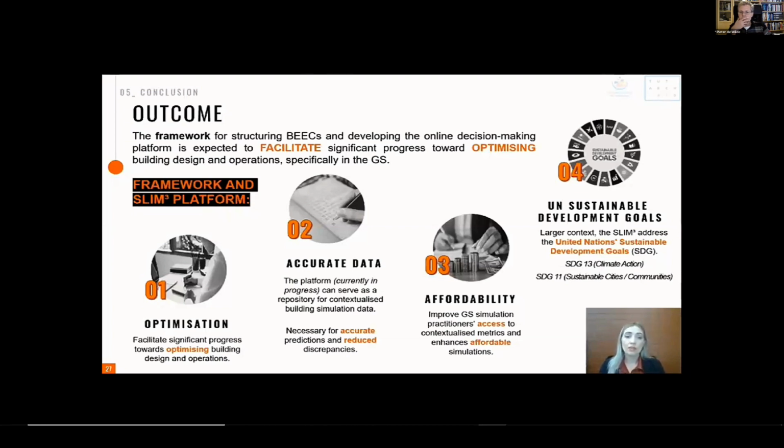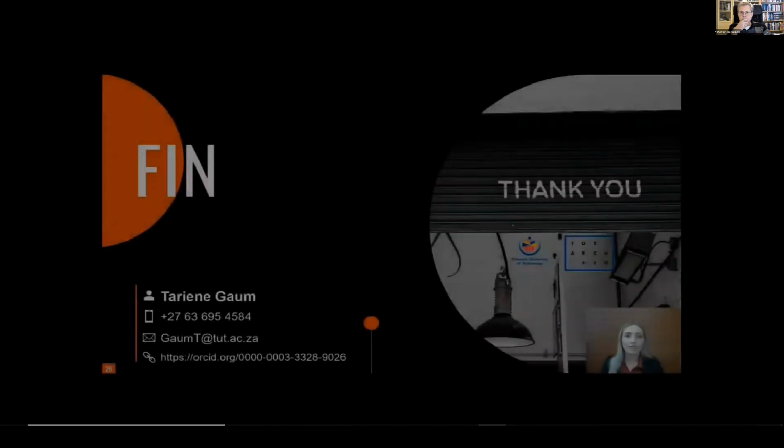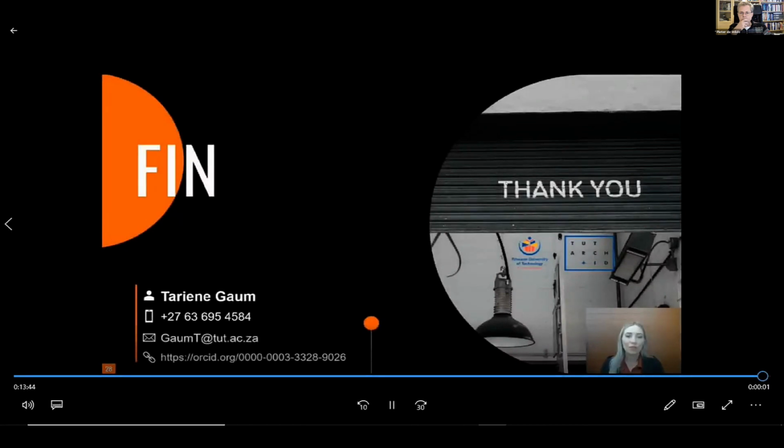And then lastly, when we look at the larger context, this paper and ultimately the SLIM model also addresses the United Nations Sustainable Development Goals. So where do we go from here? I say Global South countries should urgently address the lack of building energy codes and support global climate change initiatives before it's too late. Thank you for joining my presentation.